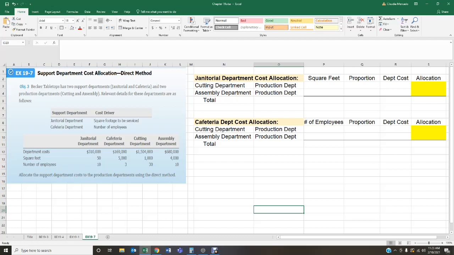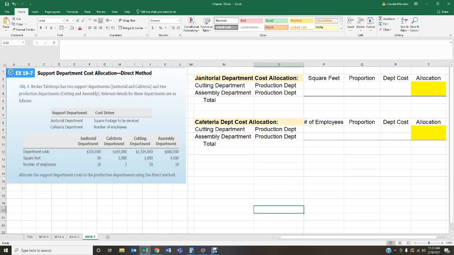Okay, now we've got two production departments. We've got cutting and we've got assembly. Okay, now they've given us the drivers up here. The janitorial department is based on square feet. The cafeteria is based on the number of employees. I've set them up here into two separate tables, okay? The first one is I'm going to allocate my janitorial cost to the cutting and the assembly department. Then I'm going to allocate my cafeteria cost. These highlighted in yellow are my support departments. I'm going to allocate my cafeteria cost to my cutting and my assembly, okay?